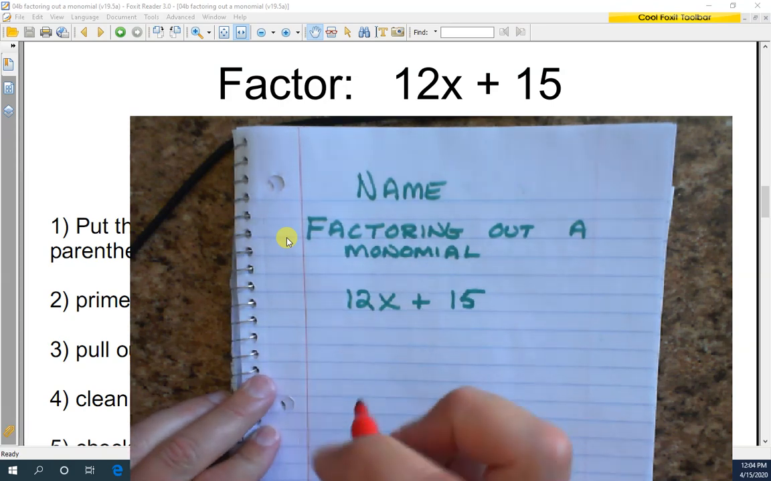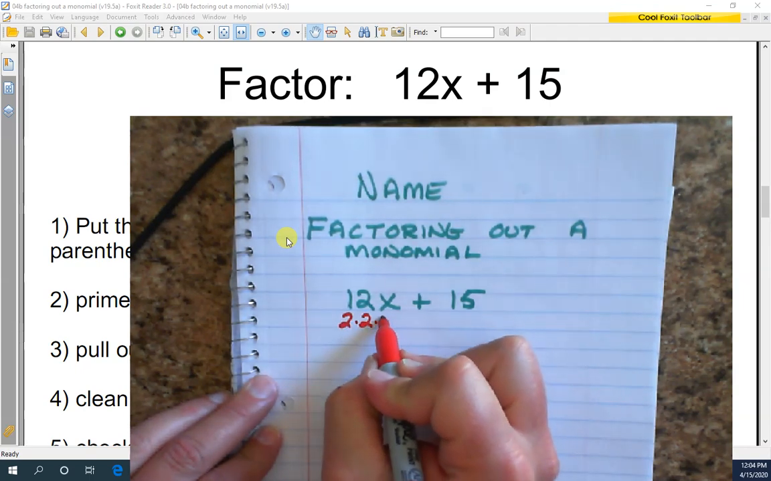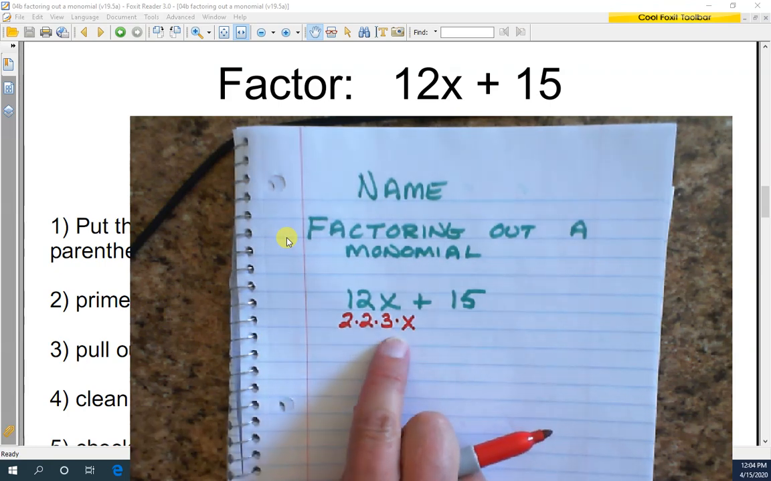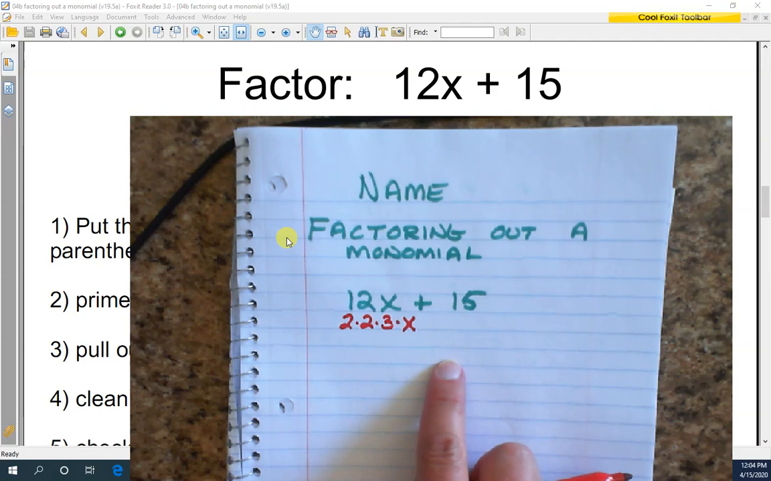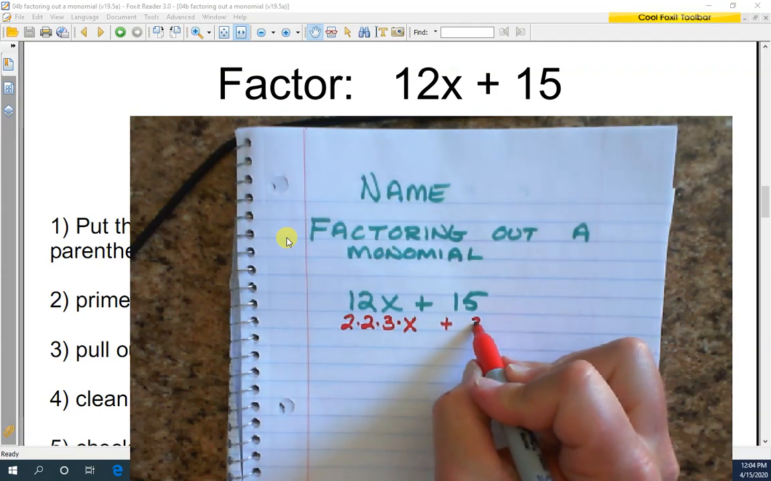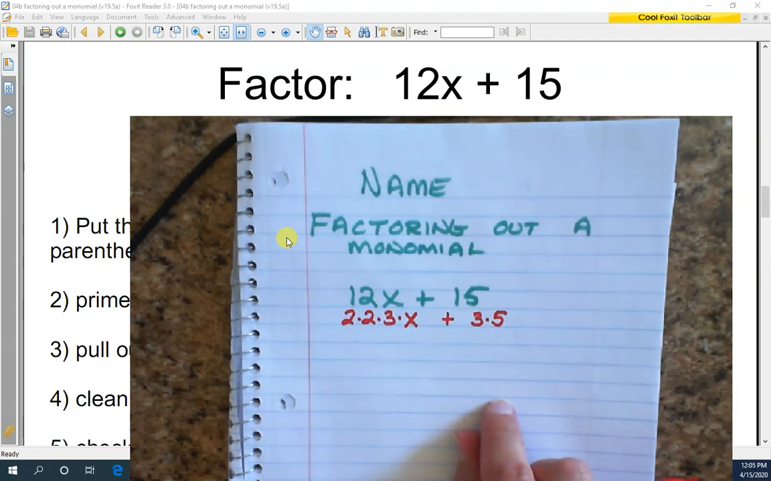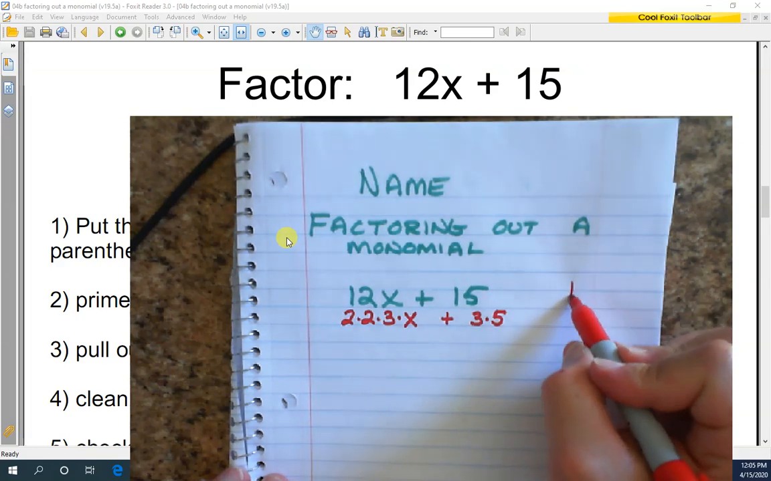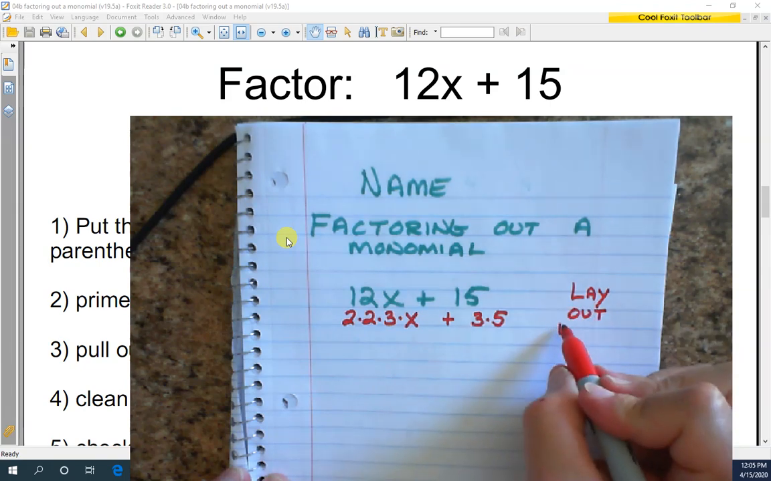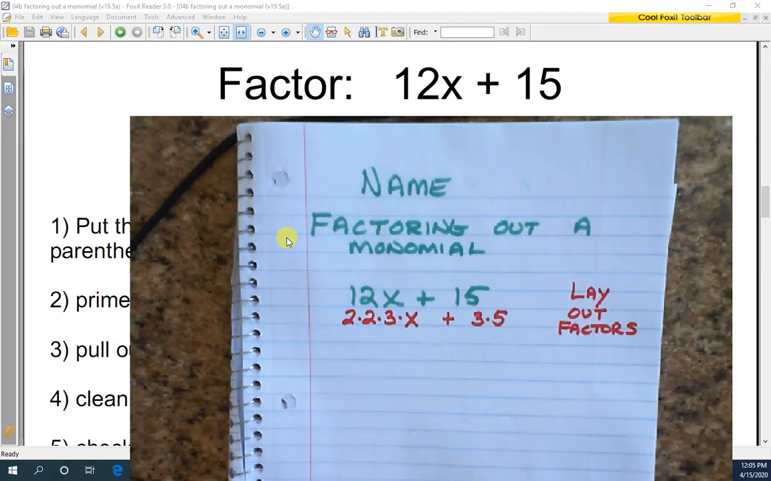So what's a 12? Well, a 12 is a 2 times a 6. But what's a 6? A 2 times a 3. 2 times 2 is 4, times 3 is 12x. I'm laying out all the pieces. Now I'm also going to lay out the 15. 3 times 5. So I lay out the pieces. I'm laying out all the factors.